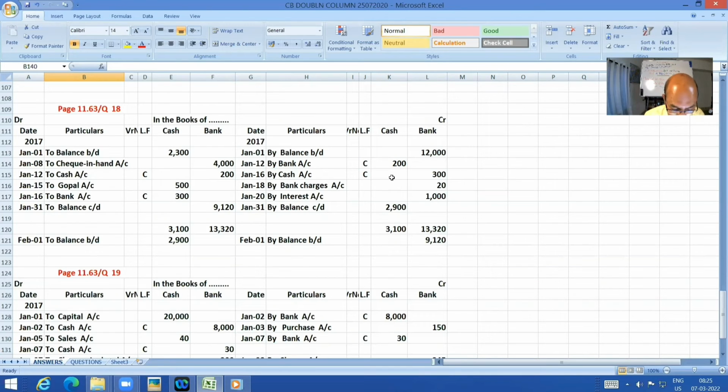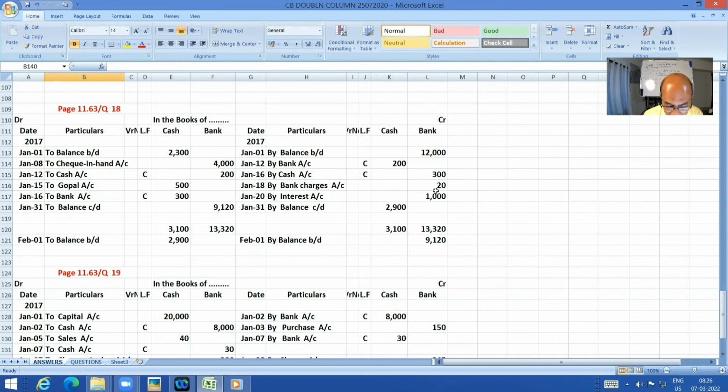Contra. Okay. Received a money order from Goel. Money order means, I told you several times in the past, just cash received in the office. So cash to Goel for 500. Okay. Next one, money withdrawn from bank for office use. It's absolutely a contra entry. Cash to bank 300. Bank by cash 300. Fine. Bank charges 20. By bank charges invariably in the bank column 20.